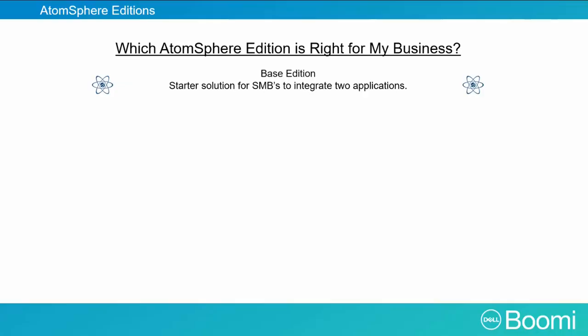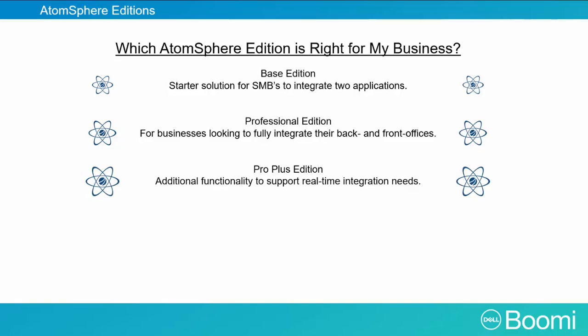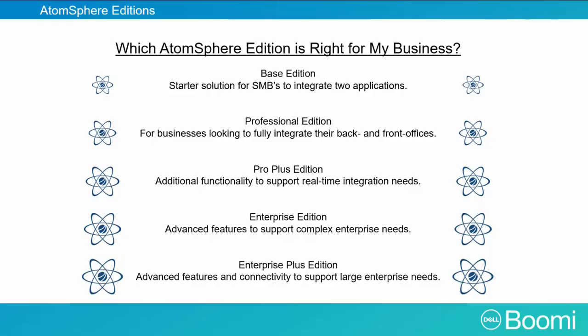The Base Edition. This is a starter solution to integrate 2 applications. The Professional Edition, for businesses looking to fully integrate their back and front offices. Pro Support Edition, additional functionality to support real-time integrations. Our Enterprise Edition, which has advanced features to support complex enterprise needs. And finally, our Enterprise Plus Edition, with advanced features and connectivity to support large enterprise needs. For more information, you can visit our boomi.com website.